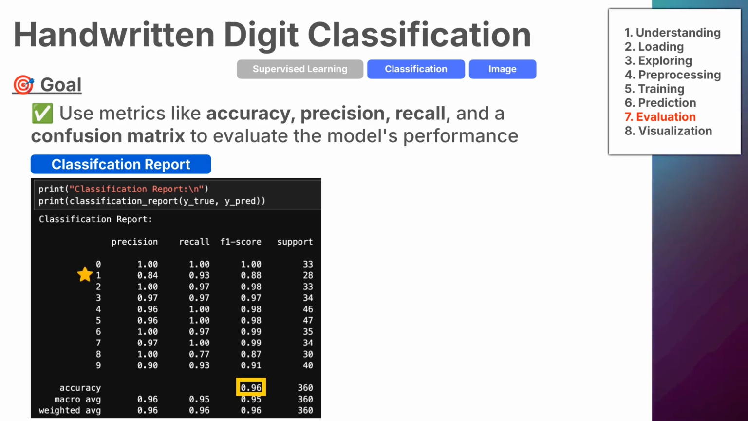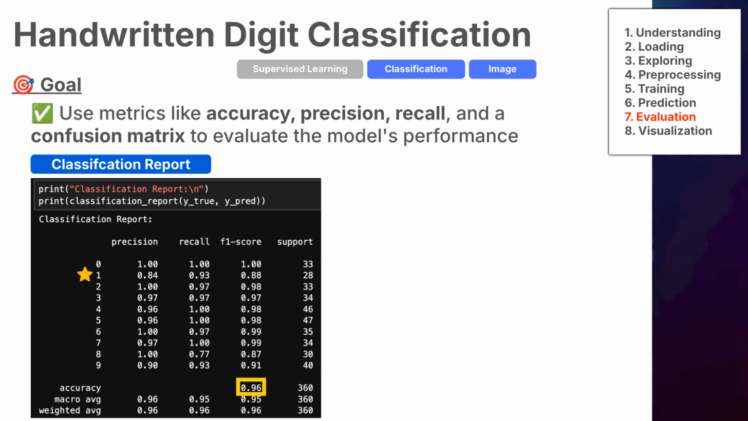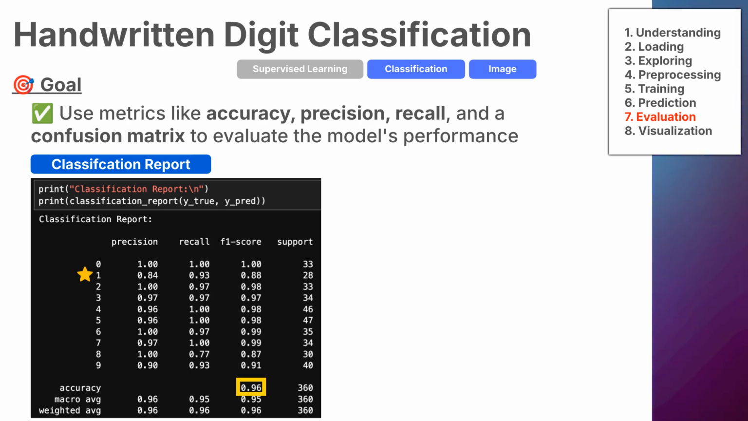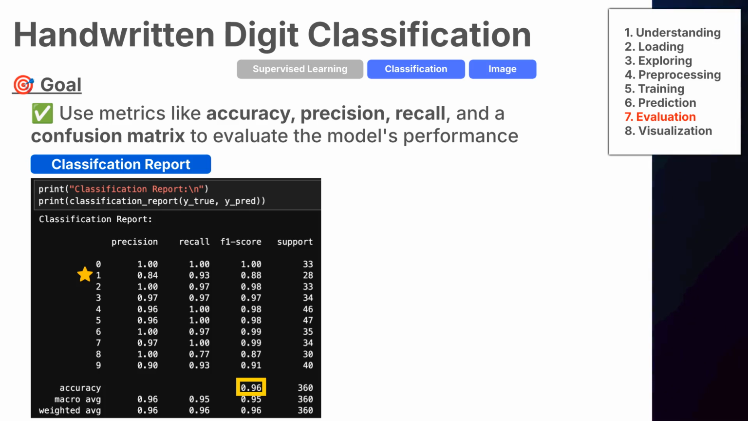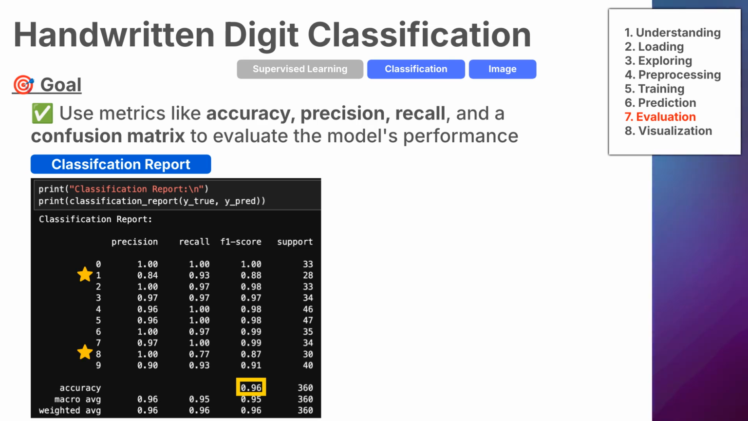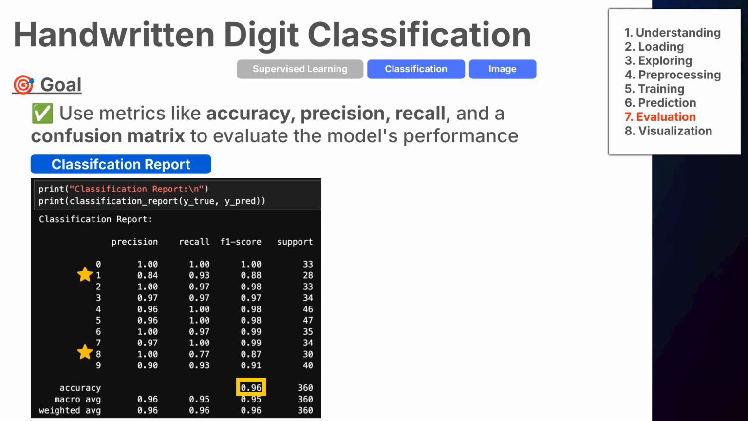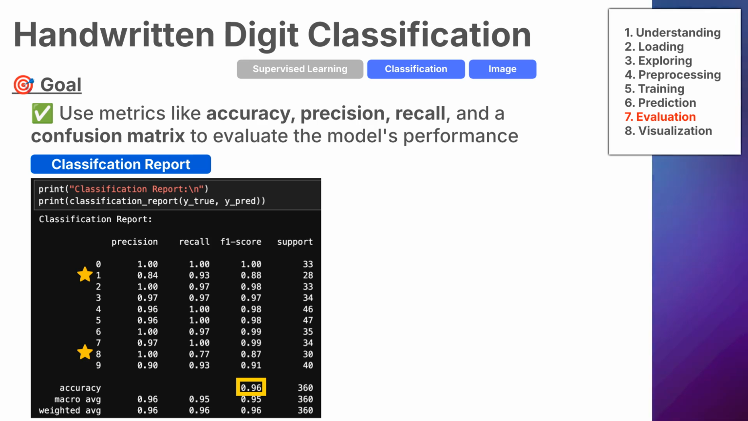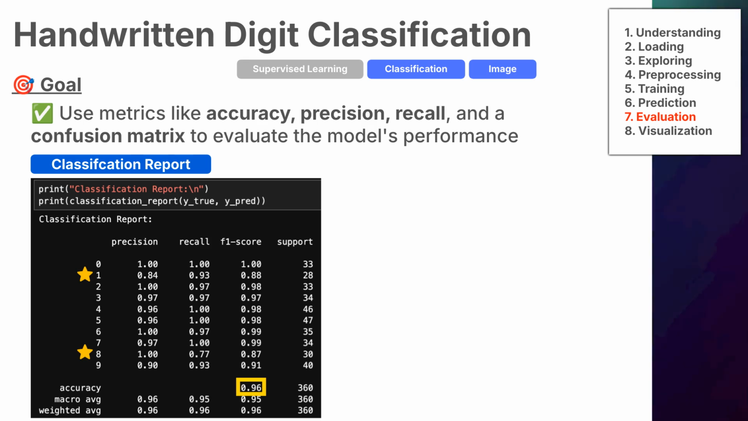Digit 1 had a slightly lower precision, 0.84, but high recall, 0.93, meaning the model often correctly identifies ones, but sometimes mistakenly labels other digits as 1. Digit 8 had the weakest performance, with a recall of 0.77 indicating that the model missed some true 8s, though precision was still perfect at 1.00. The macro average and weighted average are both 0.95 to 0.96, confirming consistent and strong performance across all digit classes.